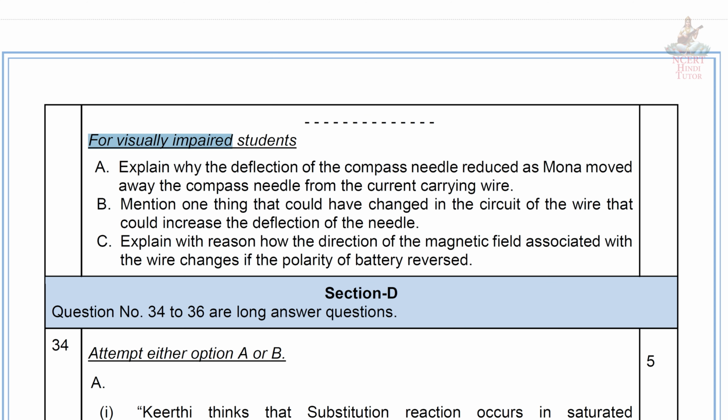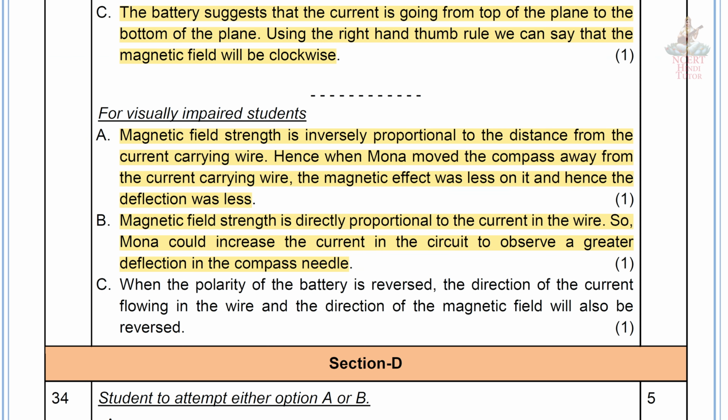For visually impaired students, C. Explain with reason how the direction of the magnetic field associated with the wire changes if the polarity of battery is reversed. Answer. When the polarity of the battery is reversed, the direction of the current flowing in the wire and the direction of magnetic field will also be reversed.